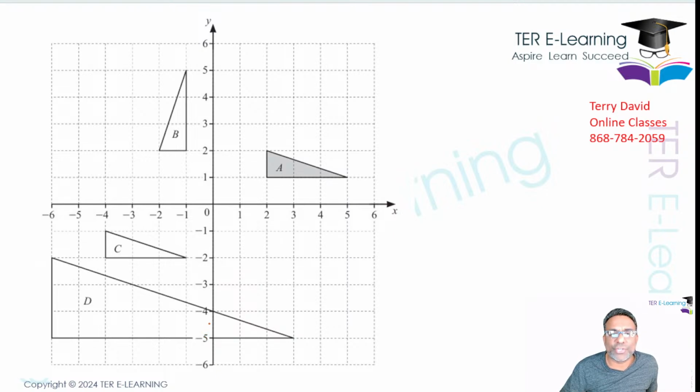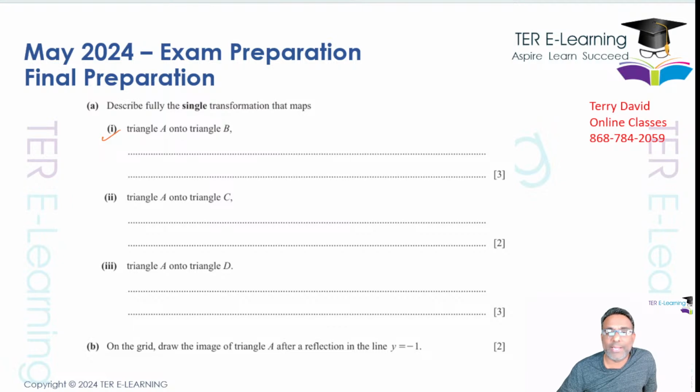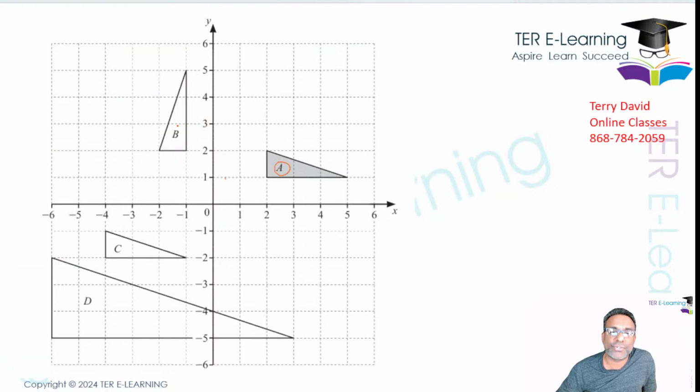We want a single transformation that maps A onto B. Any ideas? Now, whenever you have a transformation, to figure out what the transformation is, look at triangle A and triangle B. This is triangle A here, this is triangle B here. If you look at the two triangles, you realize that they are identical, so those triangles are said to be congruent. Whenever you see something like that, it means the two triangles are congruent, right?